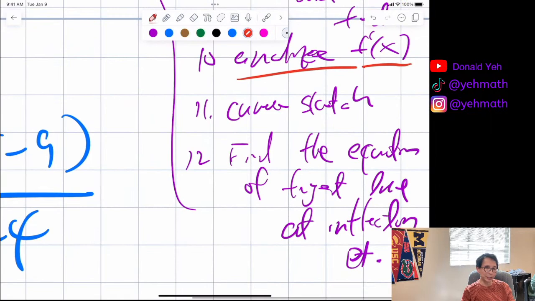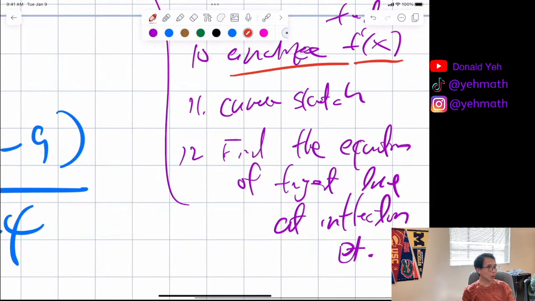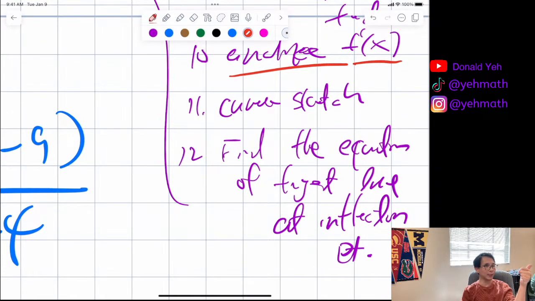Number 12, I really like this question on one of your worksheets. It says, find the equation of the tangent line at an inflection point. Oh boy, you had to do all kinds of things. You had to find where the second derivative equals 0. At that x value, you had to plug into the first derivative, and then plug into the original function to find the equation of the tangent line. If I ask you for standard form, then you have to solve for standard form. That becomes an even more challenging question. But yes, you are going to have a question like this, just like your worksheet.